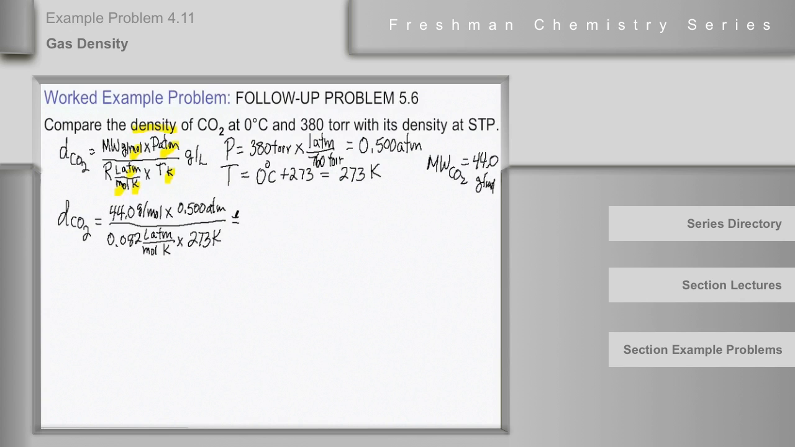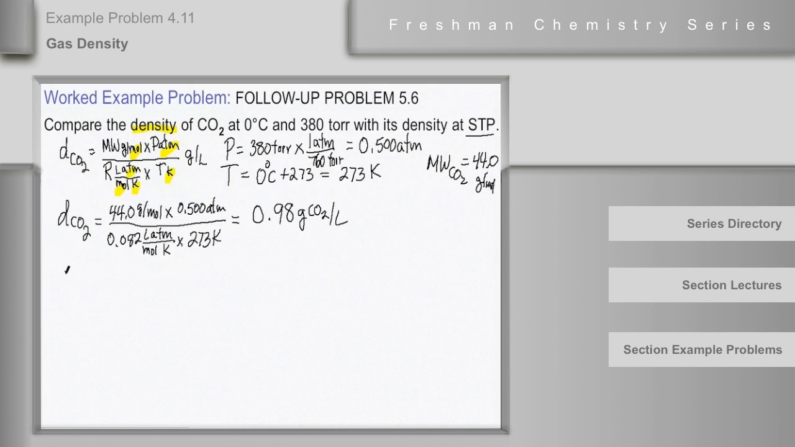And when you evaluate this, the arithmetic answer is 0.98 grams of CO2 per liter. That's the density under these conditions, half an atmosphere pressure, 273 Kelvin. Now, the second part of the question says we should compare this value with the value at STP, standard temperature and pressure, which you recall is 1 atmosphere, 0 degrees Kelvin.